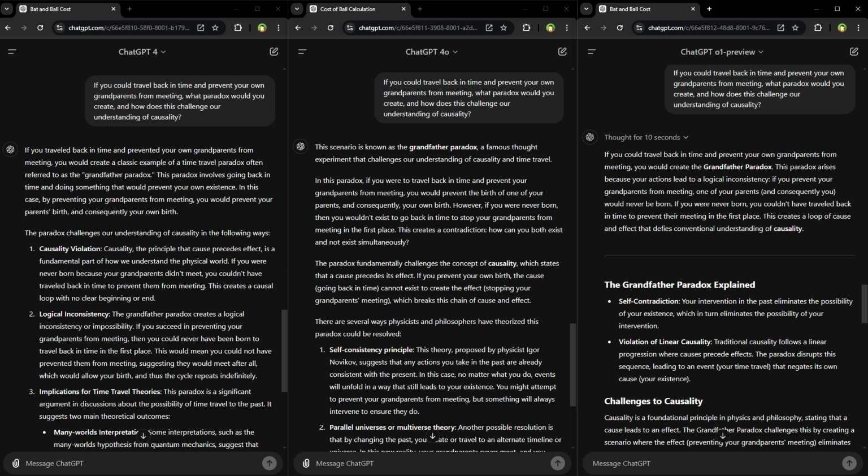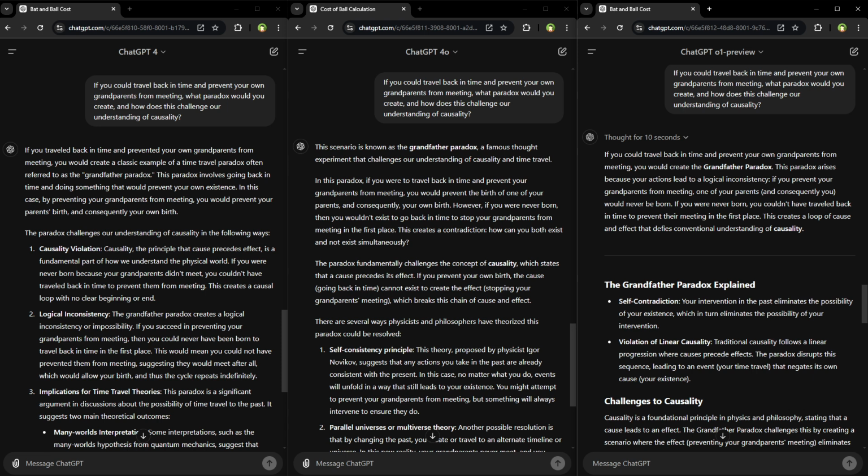Answer from ChatGPT 4o is more concise and clear, focusing on the core elements of the paradox while still mentioning key resolutions like the self-consistency principle and multiverse theory. It strikes a good balance between depth and readability.